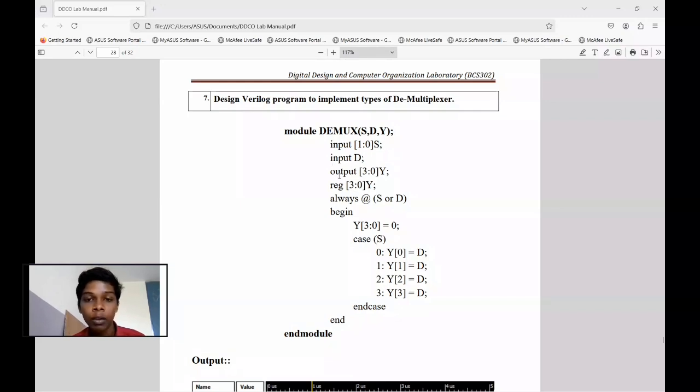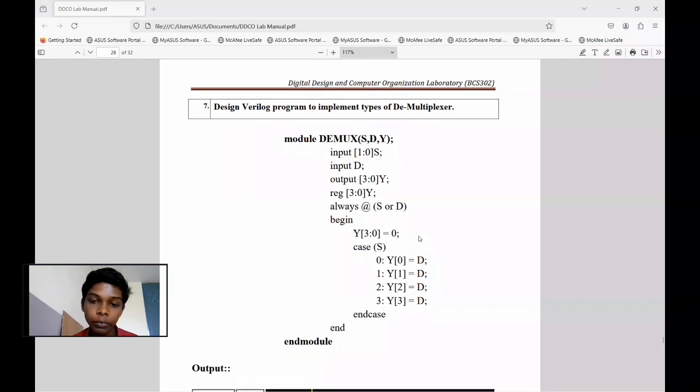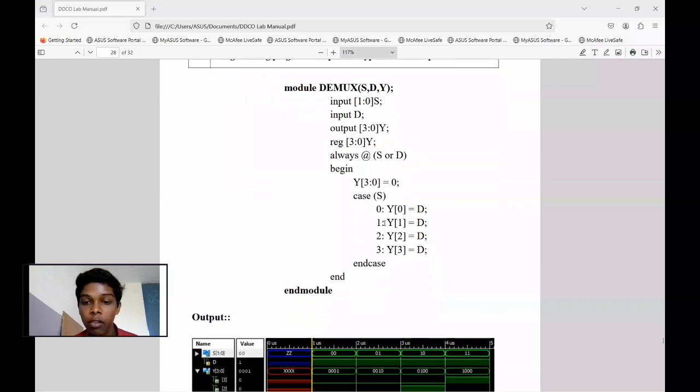Input G, output Y is 3 to 0, here 0, 1, 2, 3. Register Y is 3 to 0. Always at S or D begin, Y of 3 to 0 equals 0. Case of S: case of 0, Y of 0 is equal to D. Case of 1, Y of 1 is equal to D. Case of 2, Y of 2 is equal to D. Case of 3, Y of 3 is equal to D.